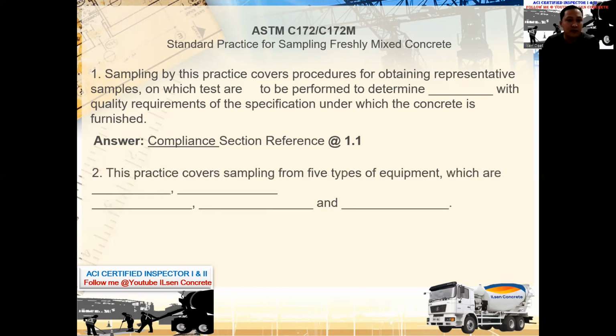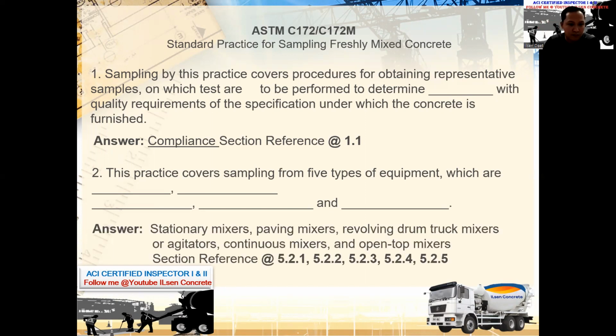Next, number 2: this practice covers sampling from 5 types of equipment, which are, so this needs 5 types of equipment. The answer is stationary mixers, paver mixers, revolving truck mixers or agitators, continuous mixers, and open top mixers. You can find this at section reference 5.2.1, 5.2.2, 5.2.3, 5.2.4, and 5.2.5 of ASTM C172. If you have the latest edition, much better you read that one.